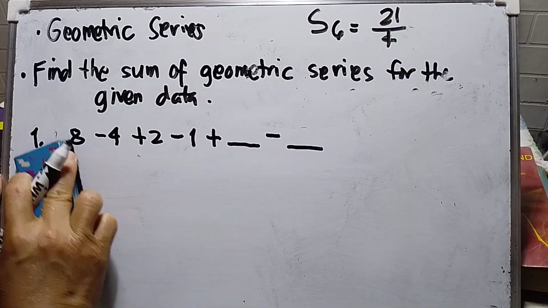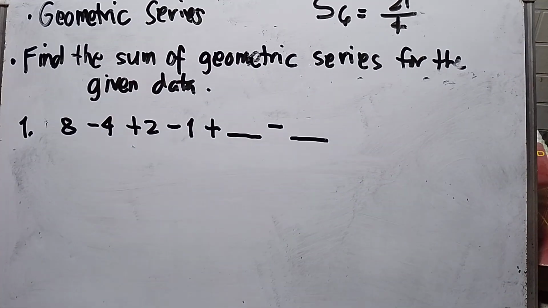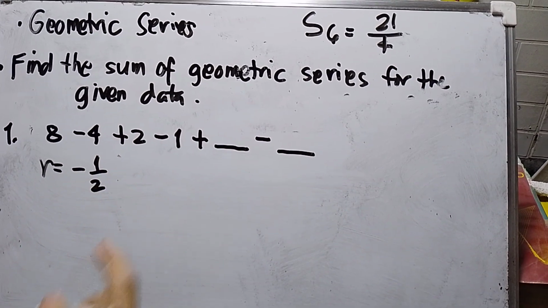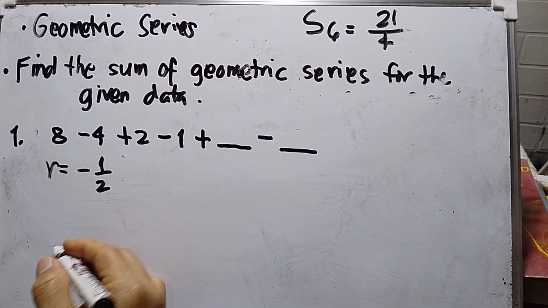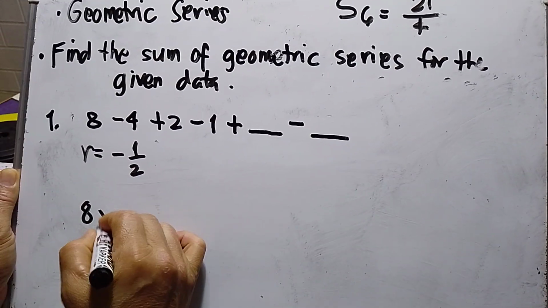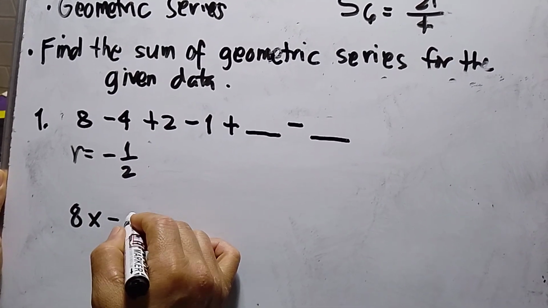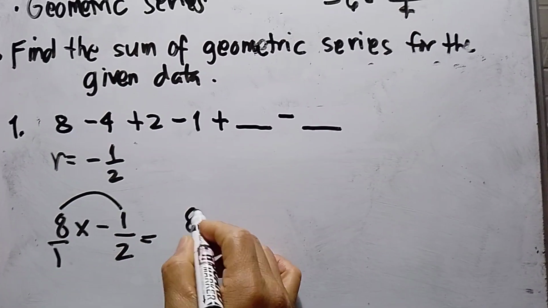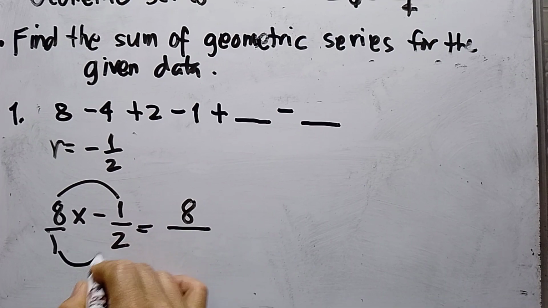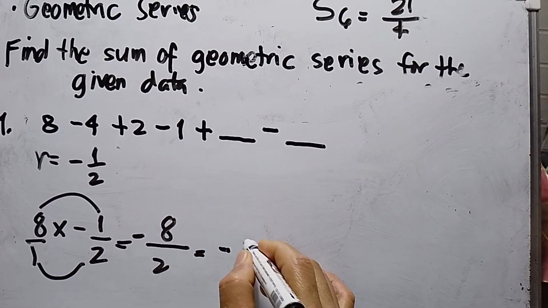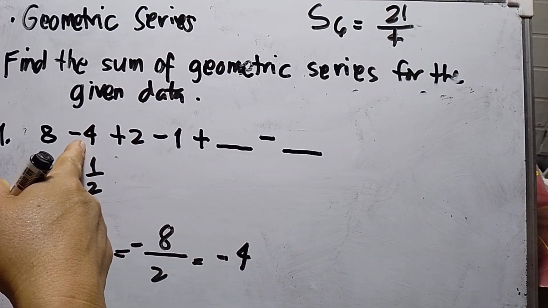Okay, let us solve the missing term. We know that R is equal to negative 1 over 2. So to find the missing term, just multiply, just like this one, 8 times negative half. So this will multiply. This is 8, then this is 2. So this is negative. So this will be negative 4. So I have here A2 is negative 4.